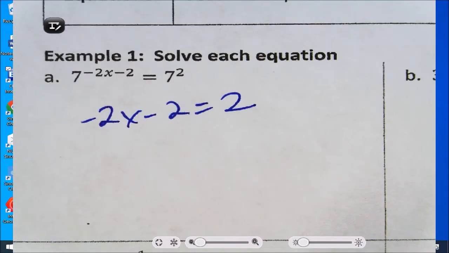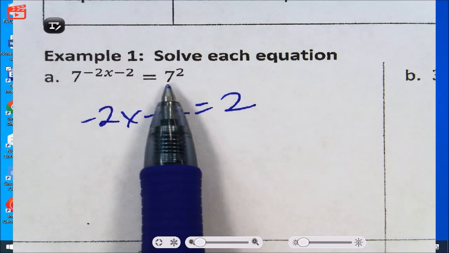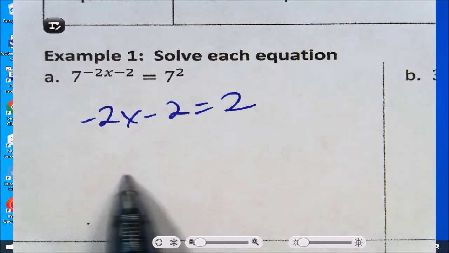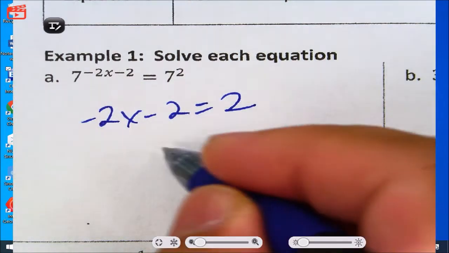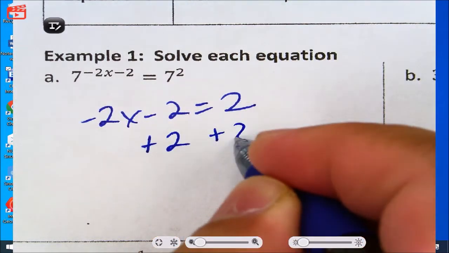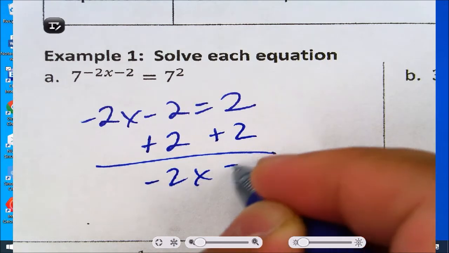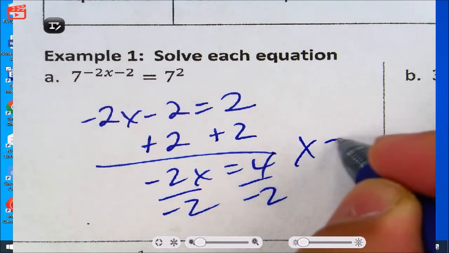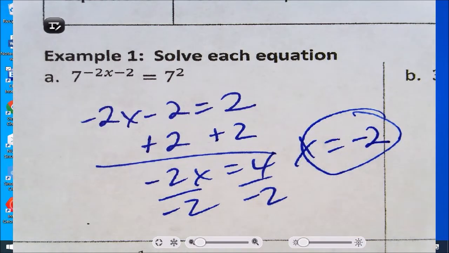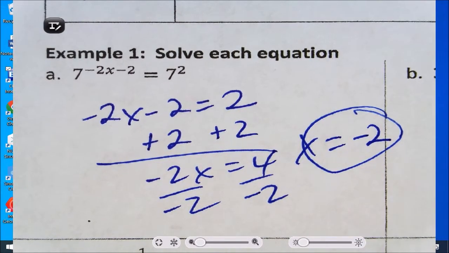So in example 1a, the bases are already the same, so we're only looking at the exponents. Now solve for x. So get rid of the minus 2 by adding 2. So it's negative 2x equals 4. Divide by the coefficient of x, and we get x equals negative 2. Final answer. That's it? That's it. Awesome. For now.